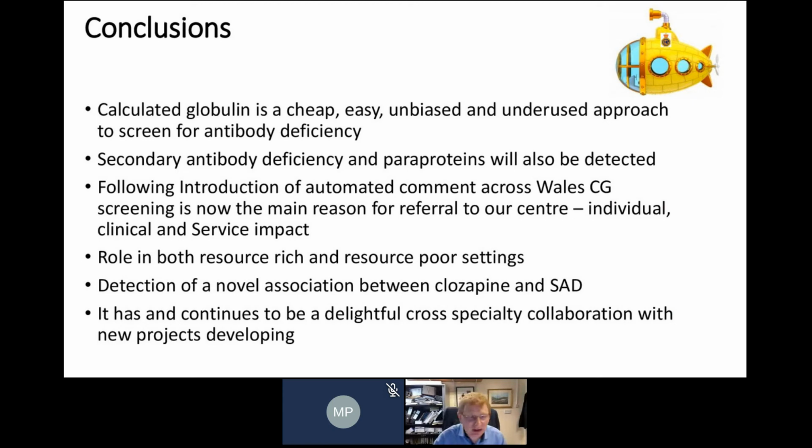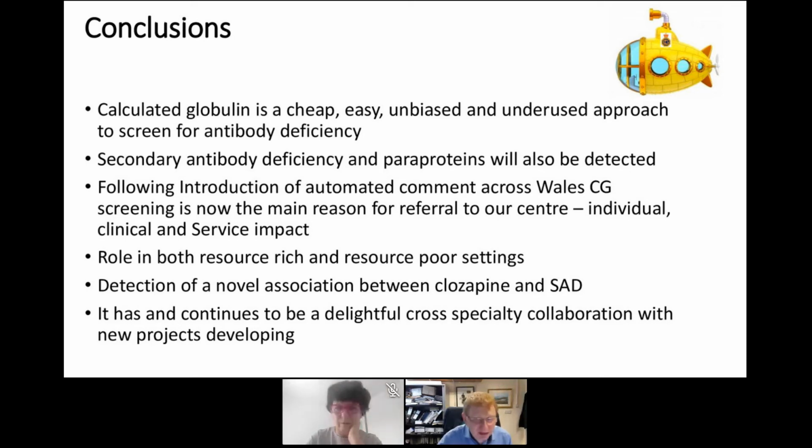So just to wrap up, I wanted to present to you calculated globulin as a cheap, potentially free, if you're already doing total protein and albumin within your liver function test profile, extremely easy, unbiased, and as yet underused approach to screen for antibody deficiency.